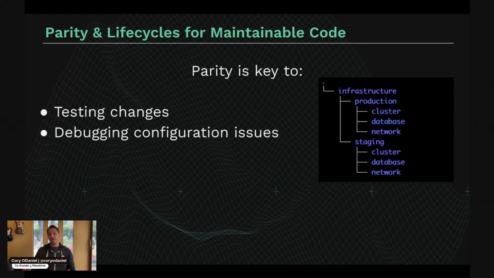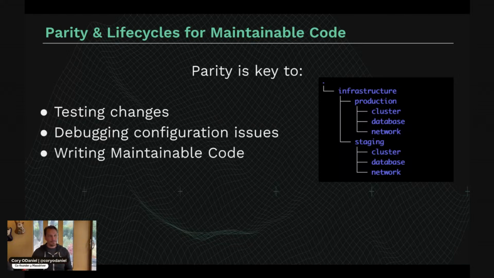Also, debugging configuration issues. Sometimes you might have something that's bleeding a little bit of traffic and you don't want to go in and start toying with prod and your configurations. Being able to clone prod really quickly, change some configuration and try to figure out what's going on is also pretty key. And that's where parity can really shine. And also writing maintainable code. How do parity and maintainable code come together?